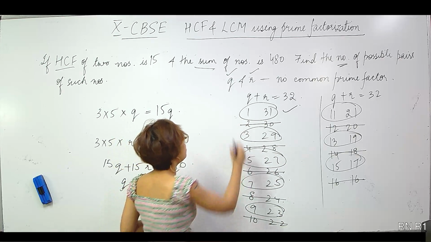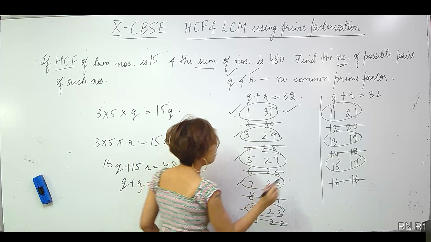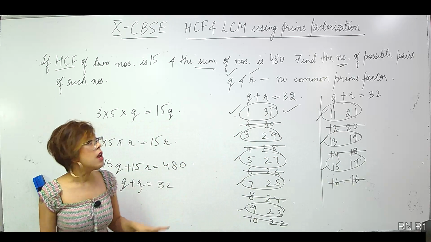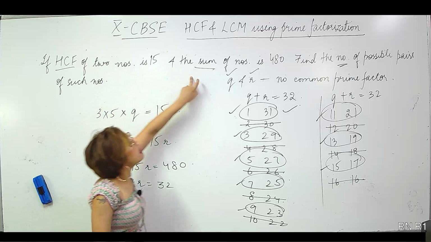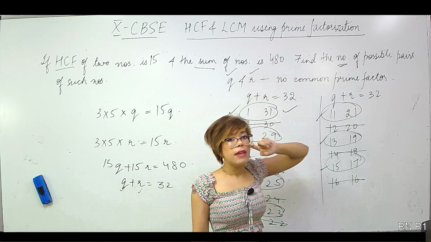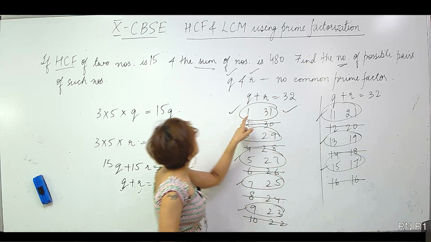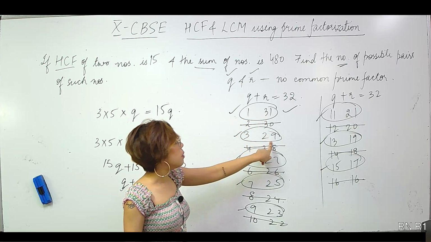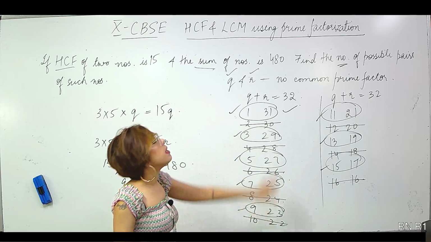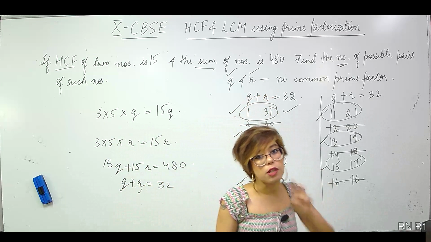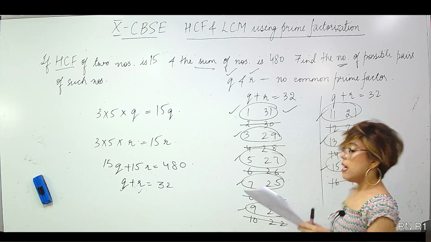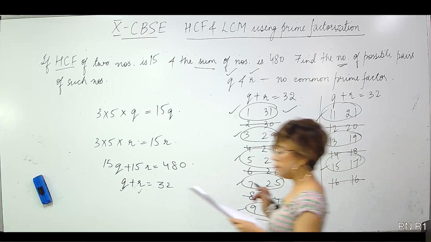So how many pairs are there? 1, 2, 3, 4, 5, 6, 7, 8. So 8 pairs of numbers would be there whose HCF is 15 and the sum of numbers is 480. And if you want to write the pairs, you can write 15 into 1 and 15 into 31, then 15 into 3, 15 into 29, and so on. But he is just asking the number of possible pairs. Right? Let's write down the next one.